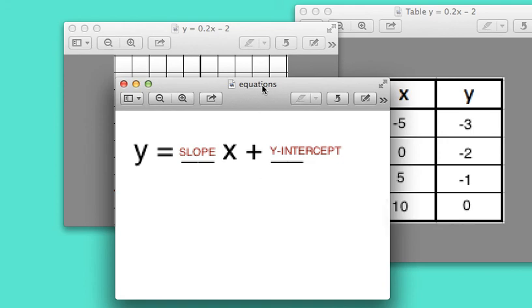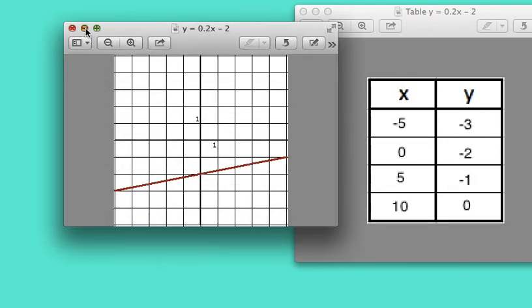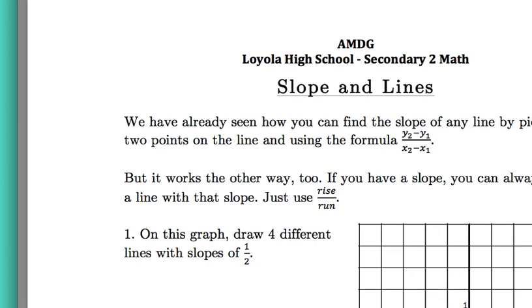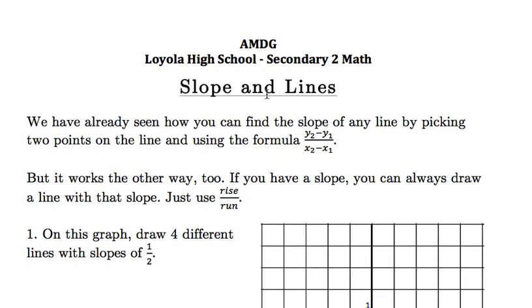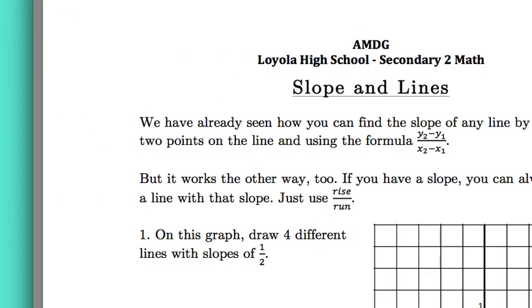Okay, now let's look at this in some of the examples that you've got in that sheet there. So what I'm going to be doing now is just going through this sheet here. There's a title at the top, slope and lines, and I'll be moving through some of these one by one.